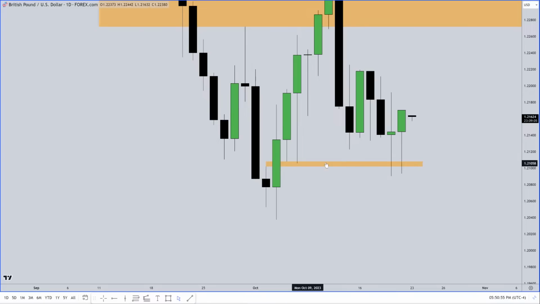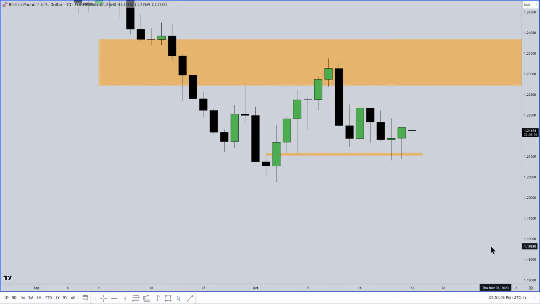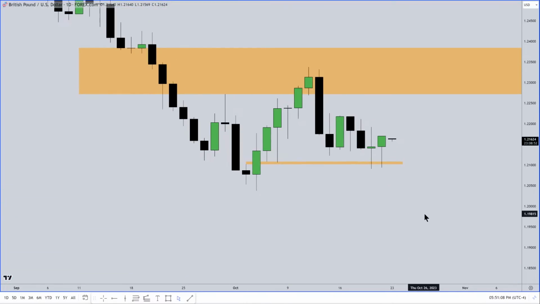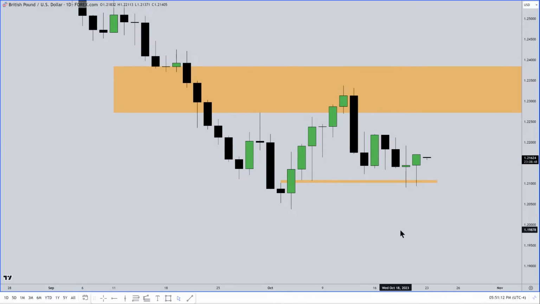So this inefficiency, we went through it again here, and I want to see it go down below it and then treat it as resistance, and then move lower into those weekly objectives down here. Okay, so that's what I'm looking at for the daily time frame for pound dollar. And let's still into the 4-hour chart real quick.